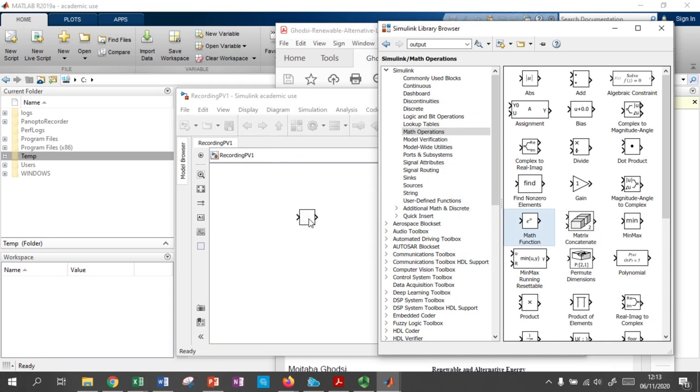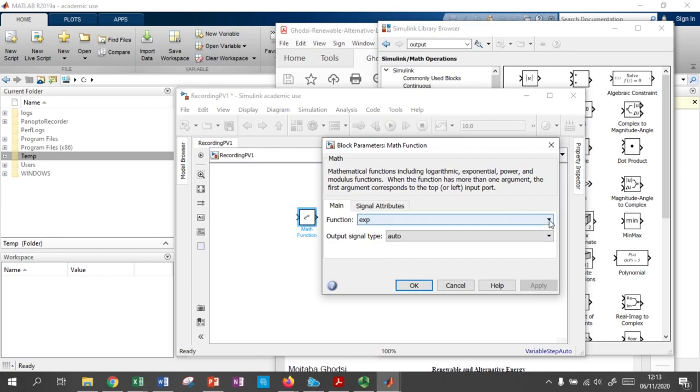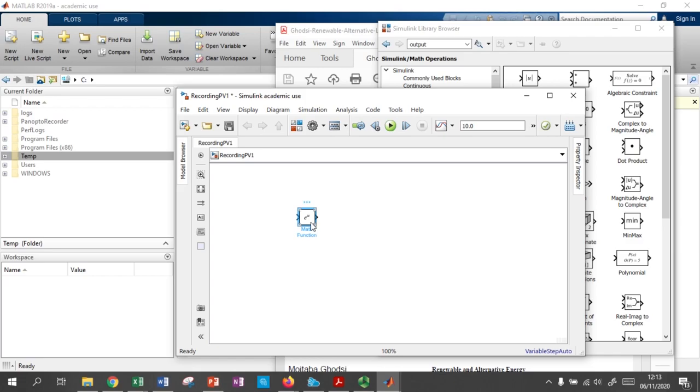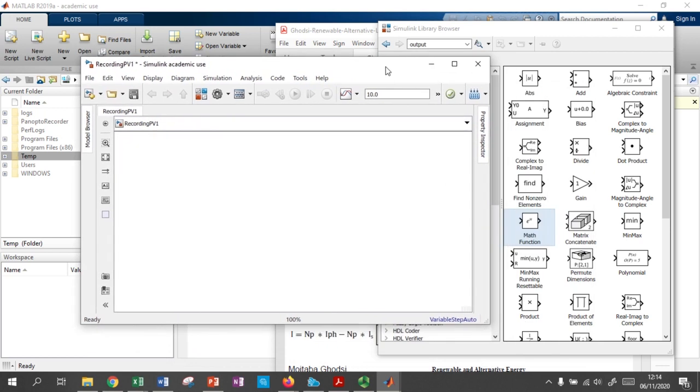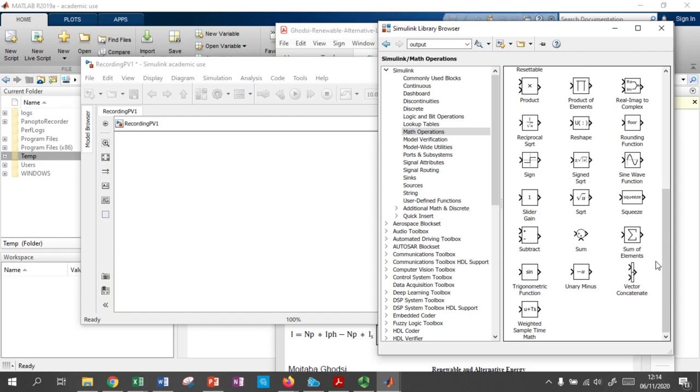Just I will bring it for you to find and to open, and you see that there are a lot of functions that you can use, and this math function is a very useful one. For example, exponential function, logarithmic, all of them are available here. Each of them you can select. I'm not using them, I just would like to show you that this type of function is already available in Simulink. You can use them. The gains, square root of something, sine, subtract, sum, everything is available.